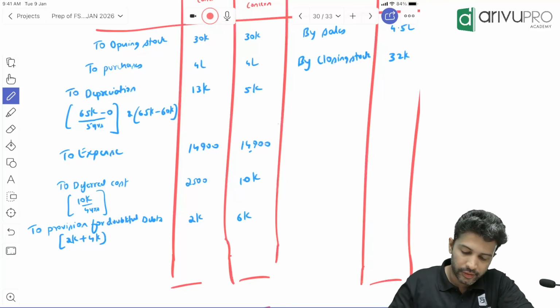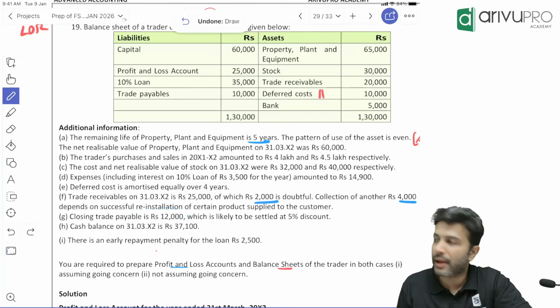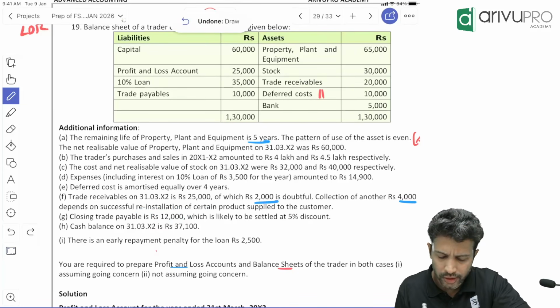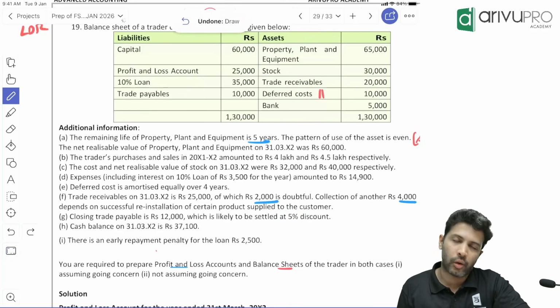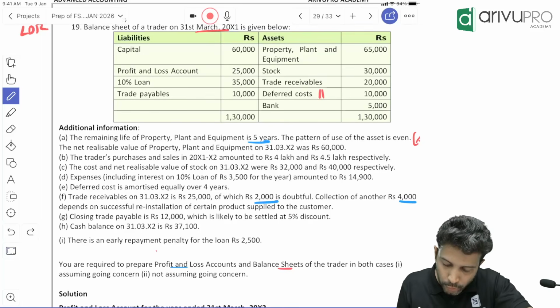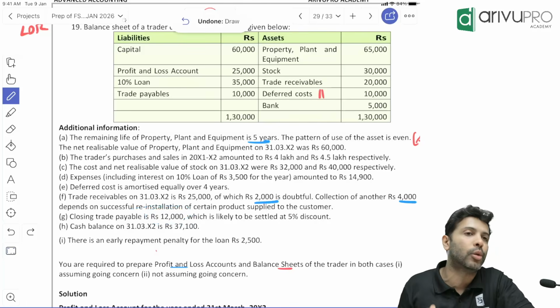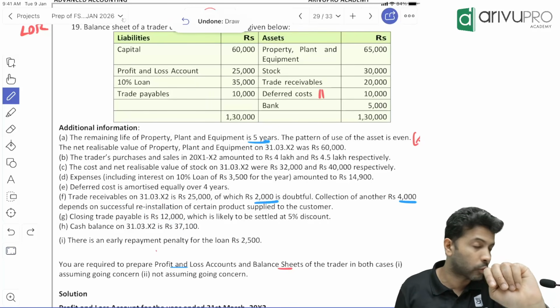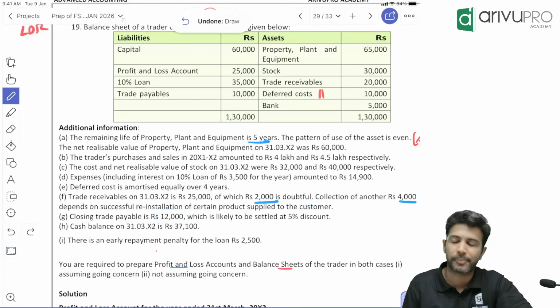Okay. Next, what else is there? Closing balance of trade payable is 12,000, which is likely to be settled at 5% discount. Now, if the entity is not a going concern, can you push the creditor amount or settle immediately? If you pay immediately, the creditor will give you a 5% discount. That means will the settlement value be 12,000 or 5% lesser?